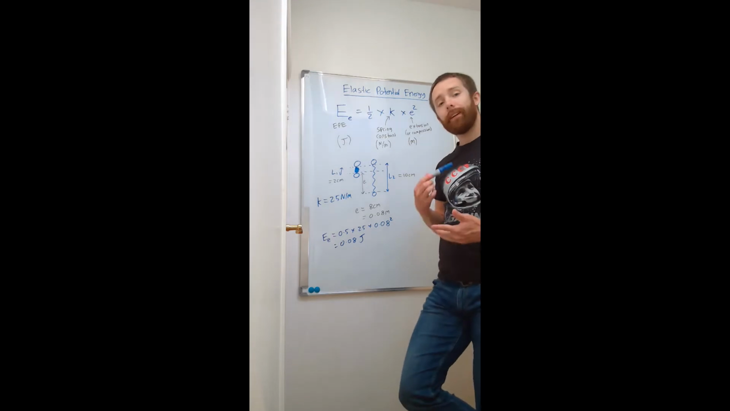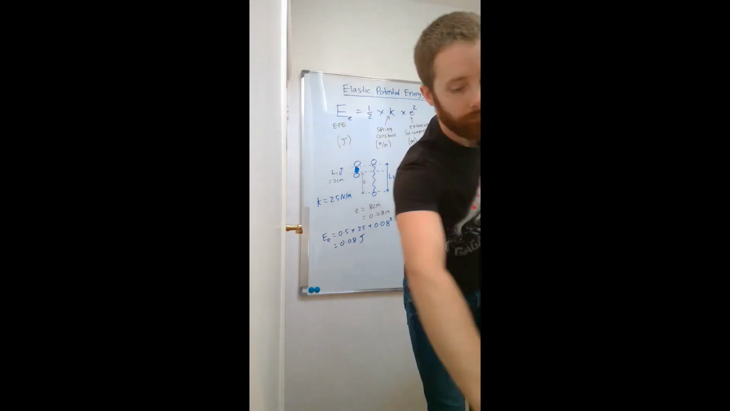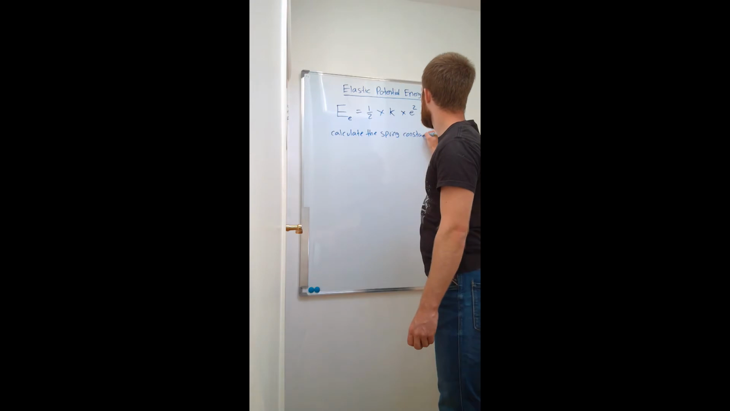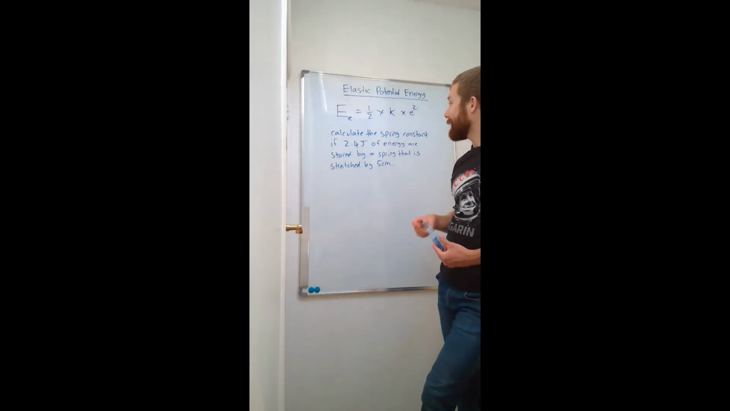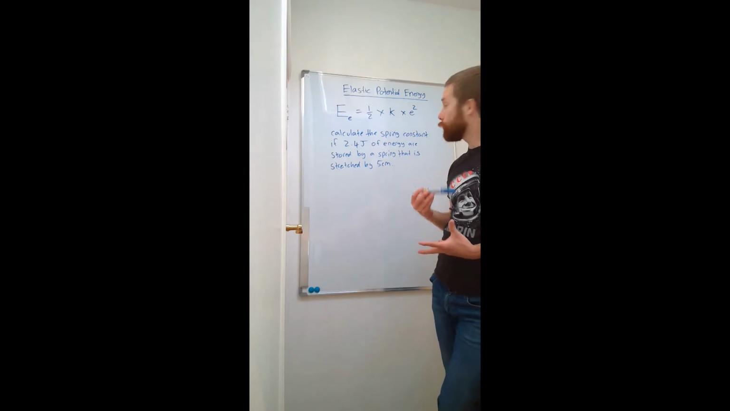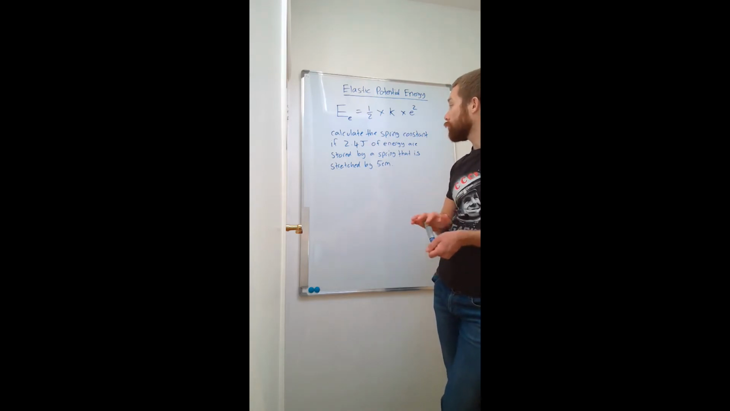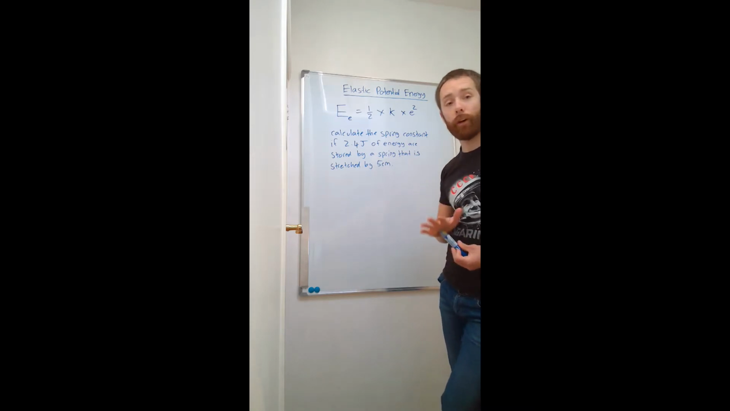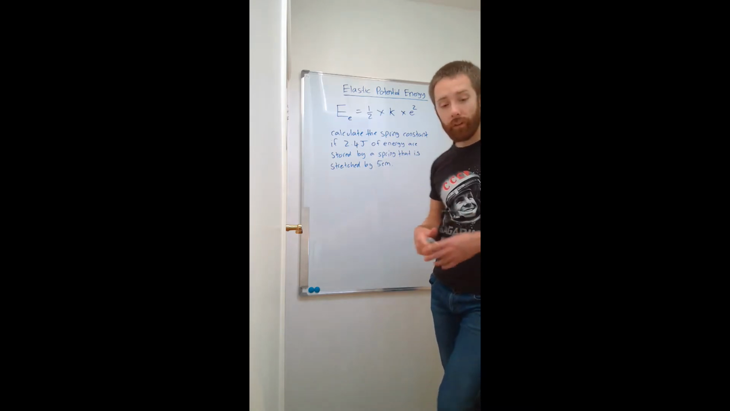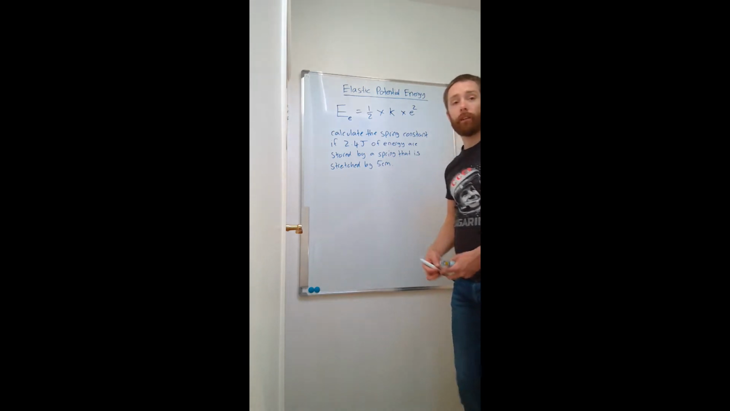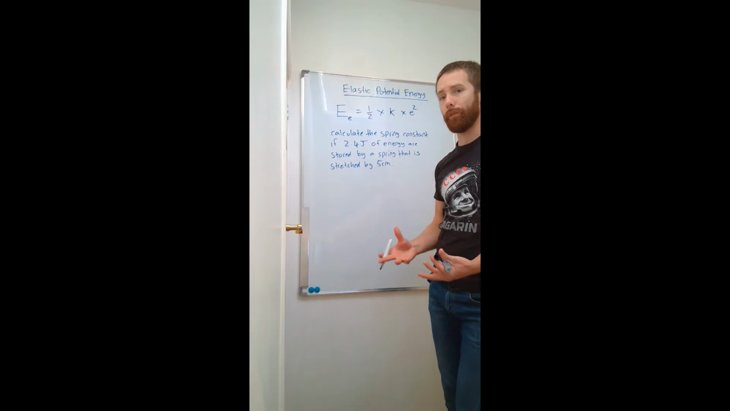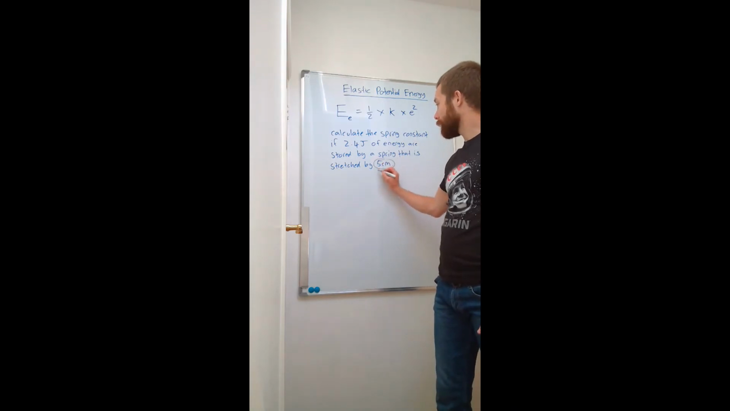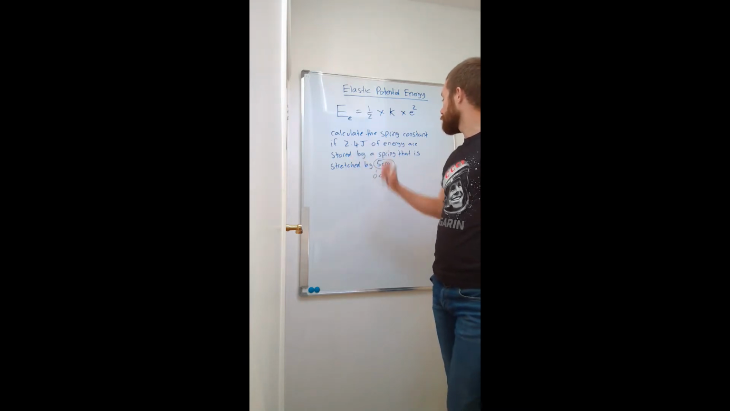Okay, simple as that. Let's look at rearranging this equation next. So this question here says, calculate the spring constant if 2.4 joules of energy are stored by a spring that is stretched by 5 centimeters. The first thing that I'm going to do, if I'm ever doing any kind of exam, before I even realize what I've got to calculate, is look at that and say this is 0.05 meters. That's fine, that's in a unit that I like.